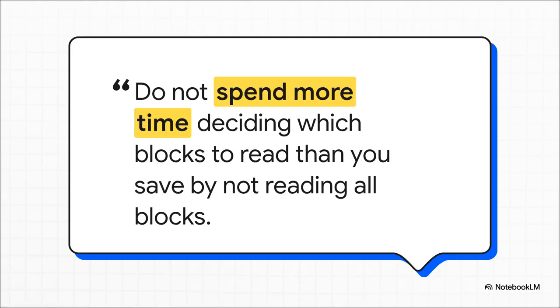I absolutely love this quote from the developers, and I want to anchor our performance deep dive with it. "Do not spend more time deciding which blocks to read than you save by not reading all blocks." It's basically the golden rule here, and a nice mental breather before we get into the heavy math. Basically, if your fancy sparse selection process takes longer than just aggressively reading everything, well, you've completely defeated the purpose. Every single optimization is measured against this rule.